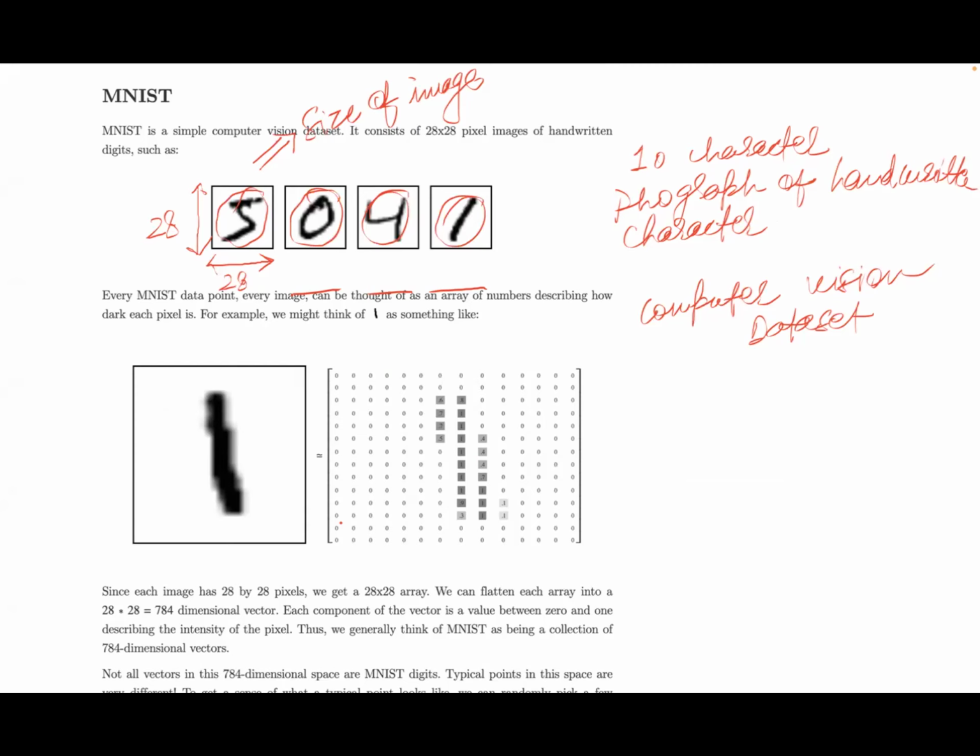We have 60K, that is 60,000 handwritten digits, or you can say 60,000 training points. There is a lot of data for 5, some data for 0, some data for 4, and so on. And we are given 10,000 test data points. We will be discussing what these test data points and train data points are.